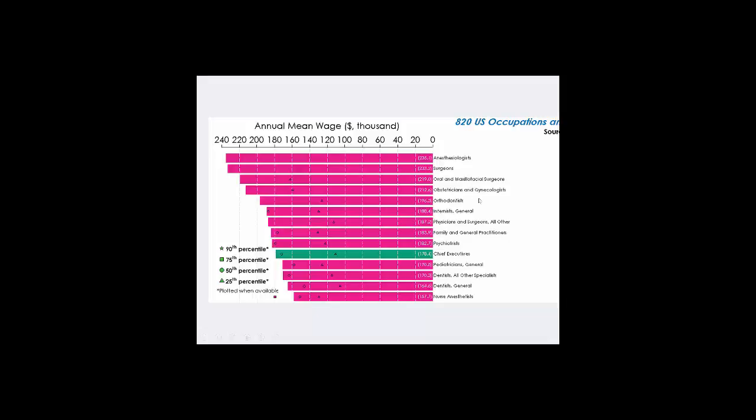Oral surgeons, $219,000. Obstetrics, $212,000. Orthodontists, 196, internists 188, physicians and surgeons of all other types that don't fall into one of these categories 187, family and general practitioners 183, psychiatrists 182, and then we get to chief executive officers at $178,000. Then pediatrics and dentists, and finally down at the bottom, nurse anesthetists.